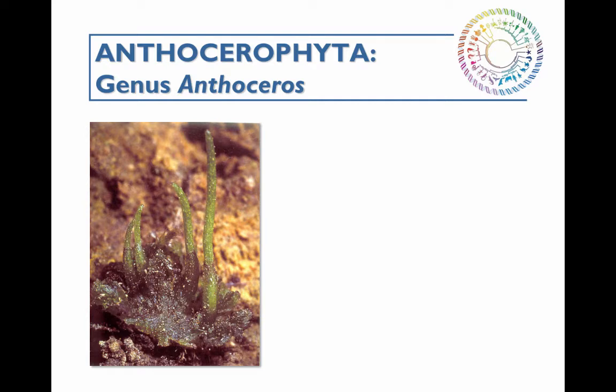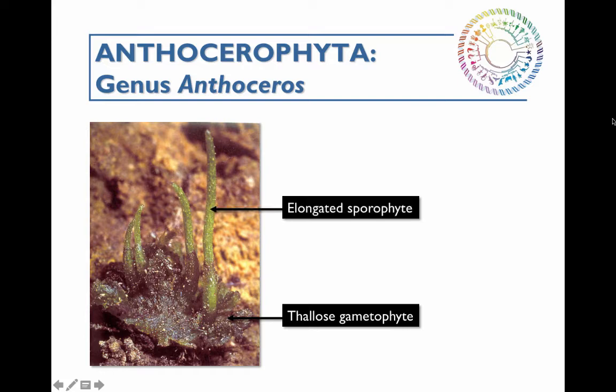If you look at this photograph, for example, here we have an example of a genus called Anthoceros. What we're looking at in this photograph is both the gametophytic and the sporophytic generations. The large plate-like structure towards the bottom half of this photograph is the gametophyte, so it's a thallose gametophyte. And then these horn-like extensions on the upper surface are the elongated sporophytes. So that one photograph is showing both generations together.